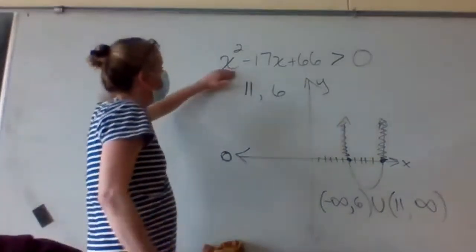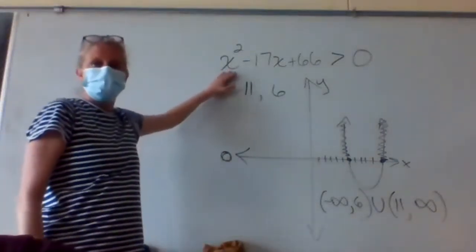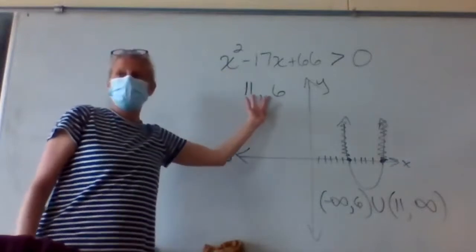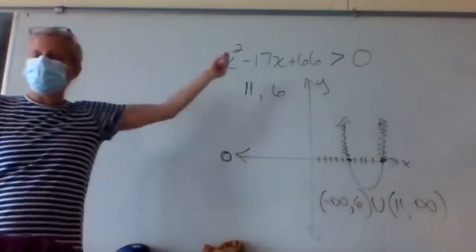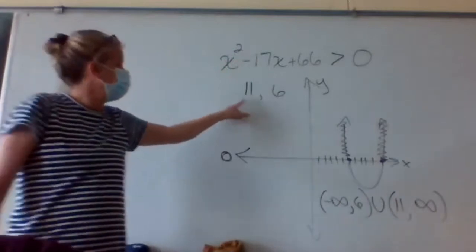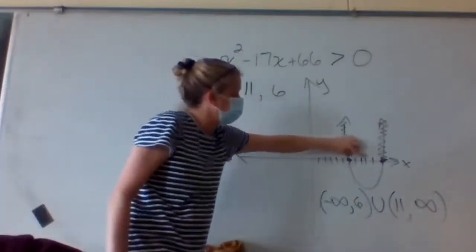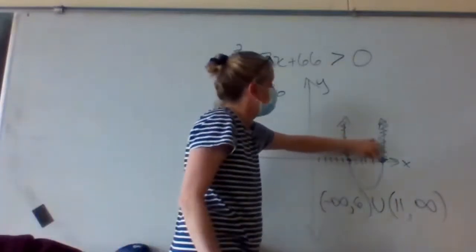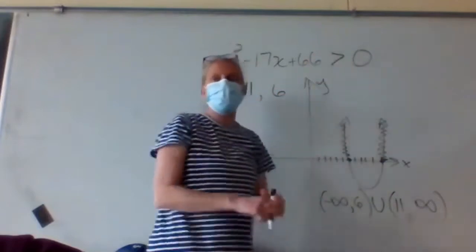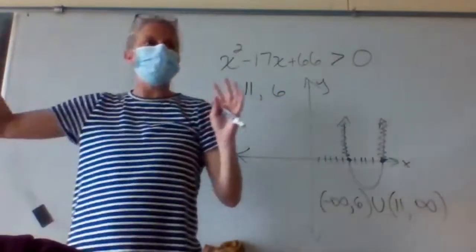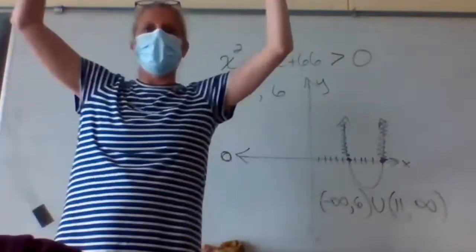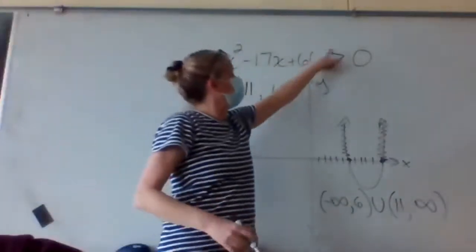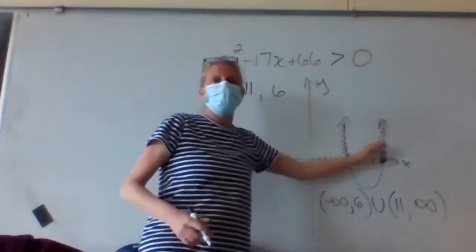So again, we had our quad. We needed to find the X-intercepts, so we just used our quad program to solve that. We got 11 and 6, so we put those X-intercepts on the X-axis. Then we looked at our sign. Do we want to know where that U shape is below the X-axis or above it? So since it was greater than, this time it wanted to know what was above it.